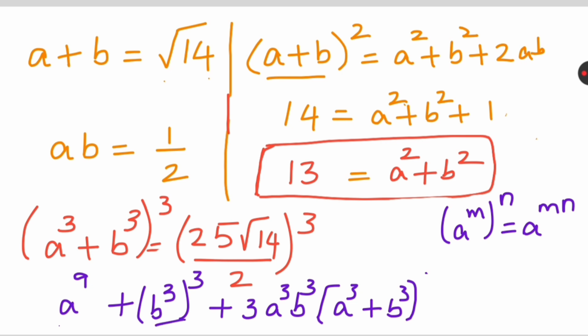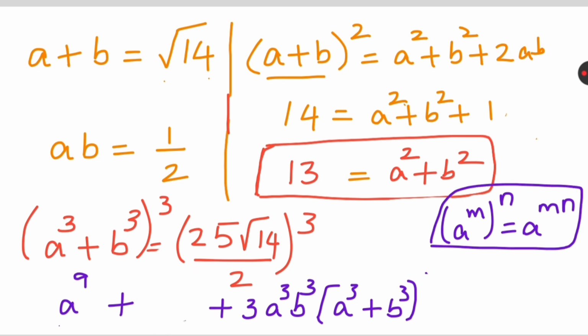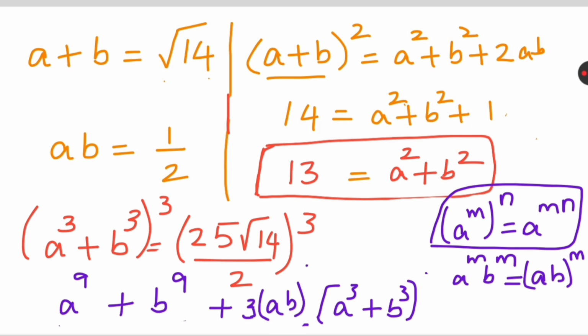And here b also, b raised to the power of 3 whole raised to the power of 3. We are going to get b raised to the power of 9 here. And then here we have a cube plus b cube. It is in the form of a raised to the power of m, b raised to the power of m. When powers are same, we can write as a product, ab whole raised to the power of m. We can write this as ab whole raised to the power of 3. So finally, after simplifying, we got this.